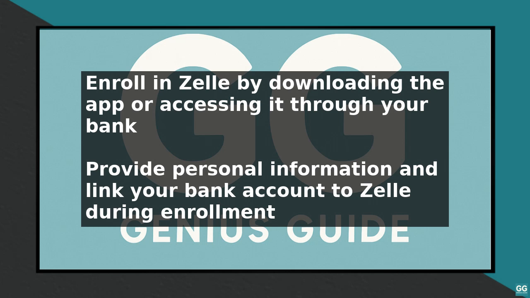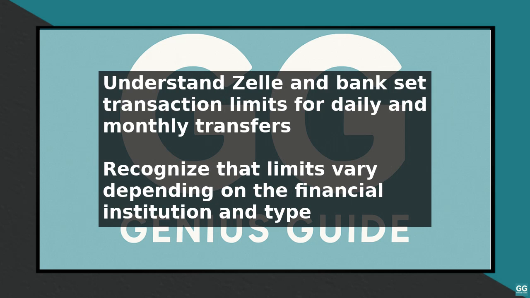$5,000. To send money using Zelle, simply open the app, select the recipient's email address or mobile number, enter the amount you want to send, and confirm the transaction. The recipient will then receive the money directly into their bank account, usually within minutes.